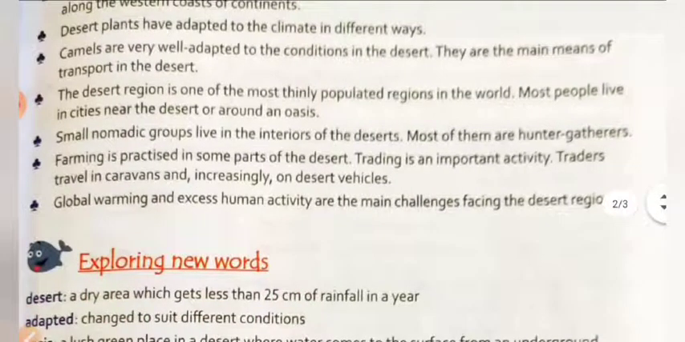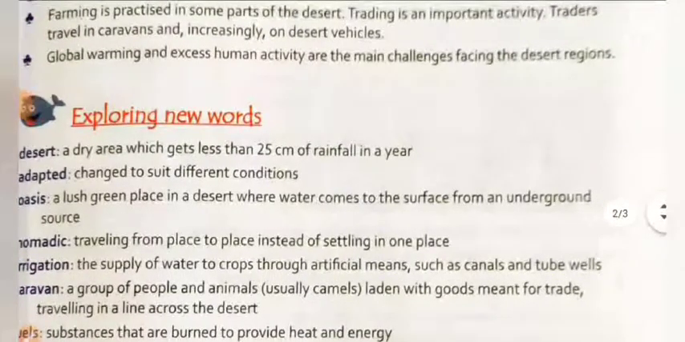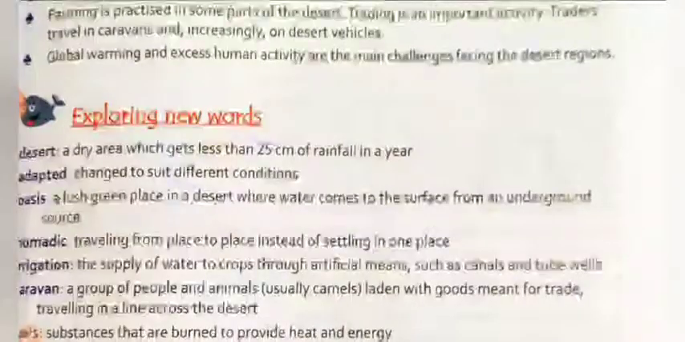Okay, now next is exploring new words. There are some words that occur in your lesson, which are given in exploring new words. So let's start now. Desert. You all know what a desert is. A desert is a sandy area which gets less than 25 centimeters of rainfall in a year.